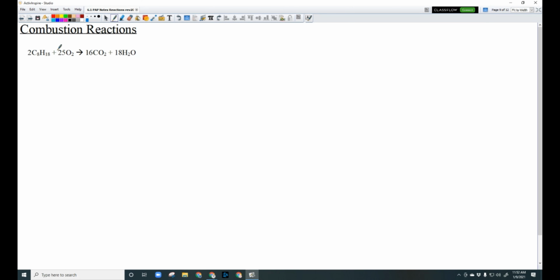So our next reaction is called combustion reactions. When I ask students what combustion means, like if I ask you right now, I bet in your head you're thinking explode. That's usually what students say. Combustion means to explode. Well, it really doesn't. Combustion means to burn. To combust something means to burn it.